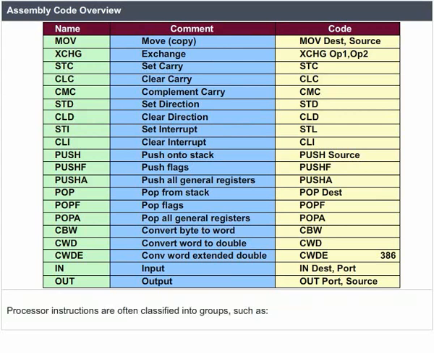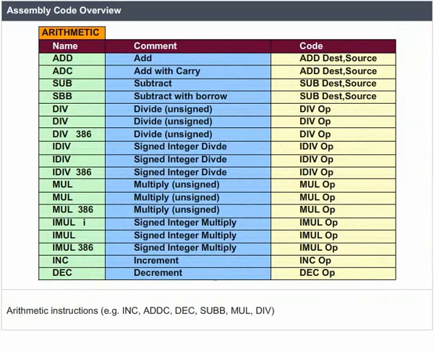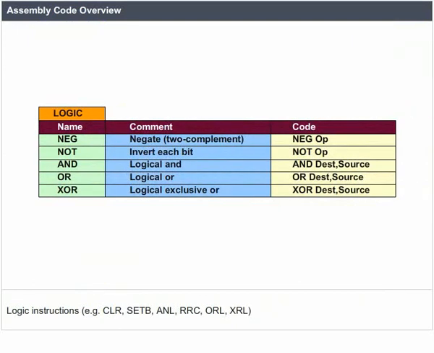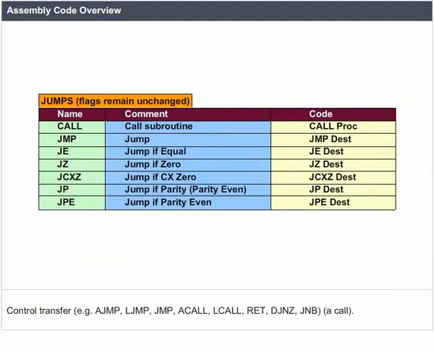Processor instructions are often classified into groups. Data transfer instructions, for example: MOV, MOVX, PUSH, POP, XCH. Arithmetic instructions, for example: INC, ADDC, DEC, SUBB, MUL, DIV. Logic instructions, for example: CLR, SETB, ANL, RRC, ORL, XRL. Control transfer, for example: AJMP, LJMP, JMP, ACALL, LCALL, RET, DJNZ, JNB.